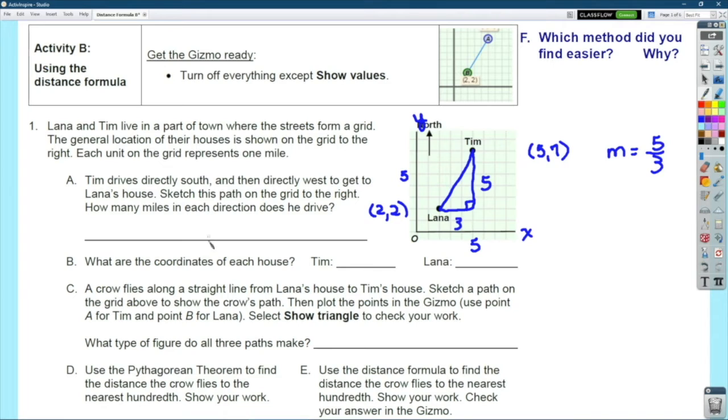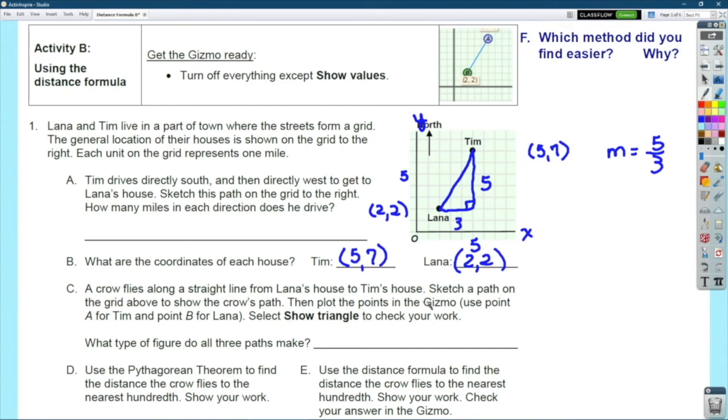So we've drawn this, and it says how many miles in each direction does he drive? Well, going this way is 5, and going this way is 3. And we haven't figured this out yet. So Tim's coordinates, which they did ask about, the ordered pair, Tim's is 5, 7, and Lana's is 2, 2. Now, a crow flies along a straight line from Lana's house to Tim's house. Sketch a path on the grid above to show the crow's path. The crow's path is right here.